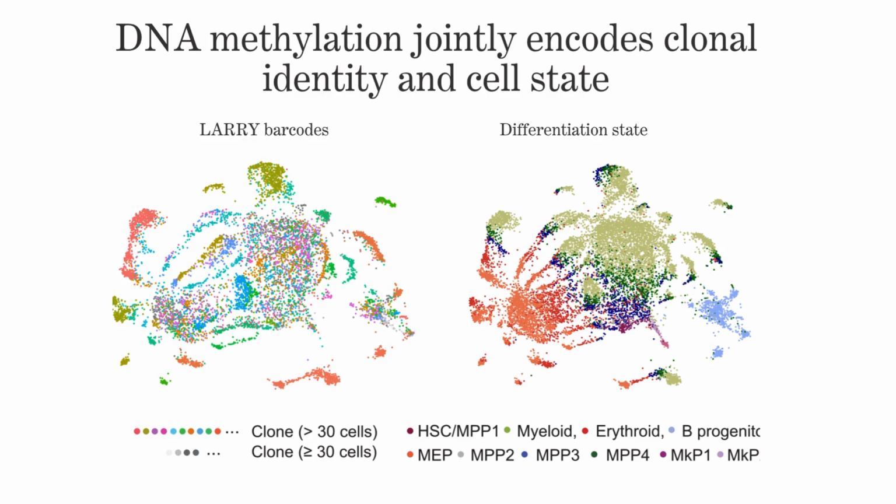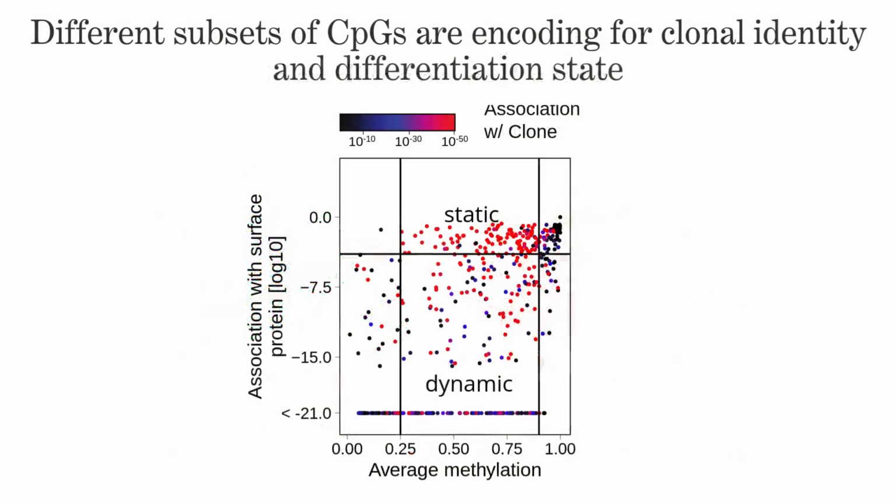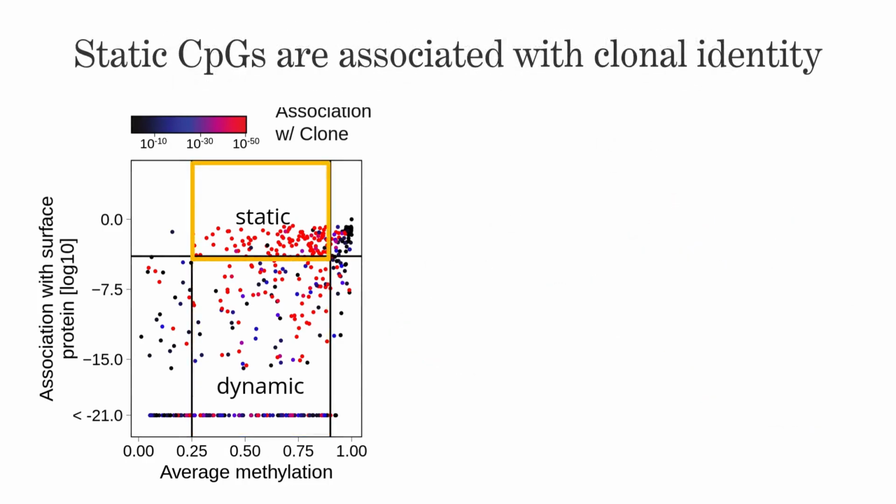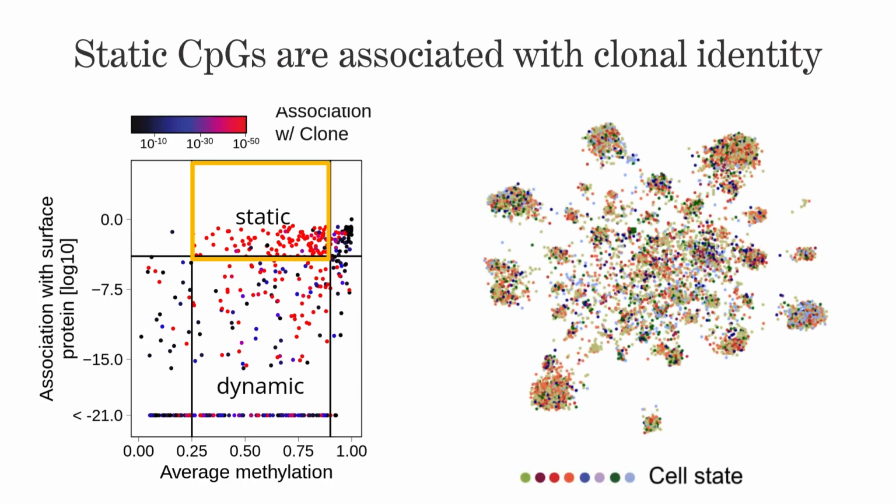Then we asked whether different parts of the genome capture differentiation versus lineage information. And this actually is the case. We check for each CpG if it's associated with any surface protein. That's a sign that it's differentiation associated. If we take these differentiation-associated CpGs and make a UMAP, it looks like RNA-seq. It gives you differentiation. More interesting, if we do a UMAP on the CpGs that are not differentiation associated, obviously it does not capture differentiation, but it captures clone.